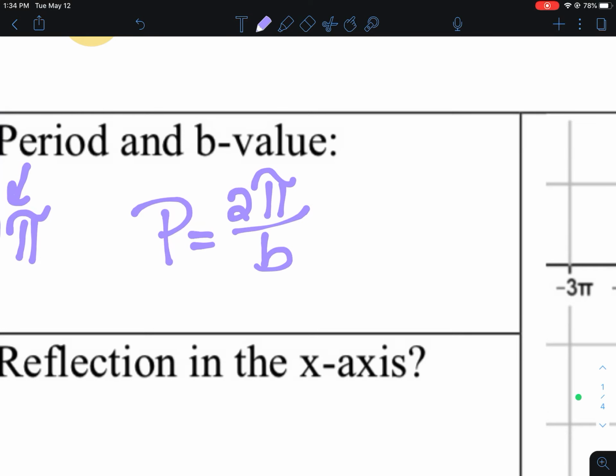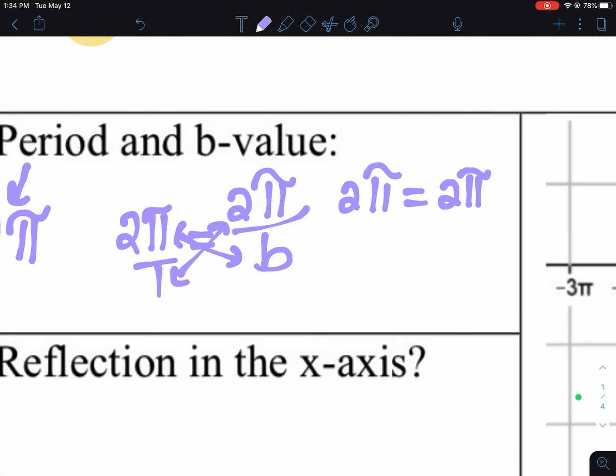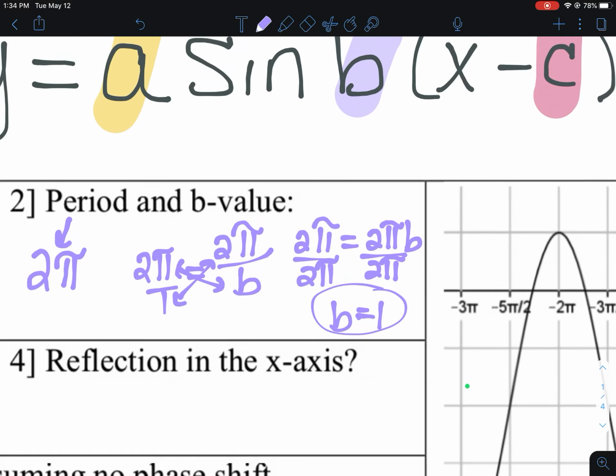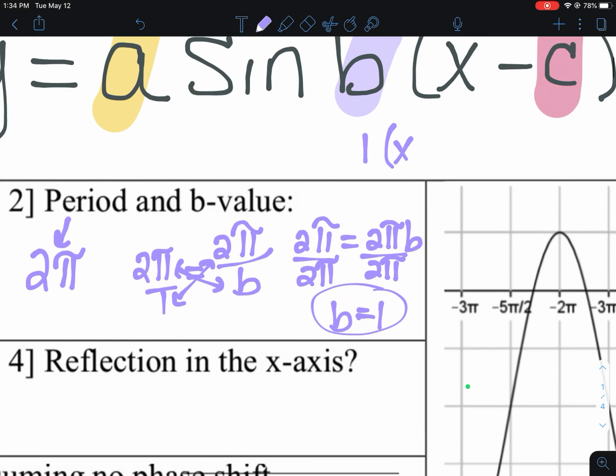Remember that your period is equal to 2 pi over b, because it's not actually the period that goes into your equation, it's the b value. So if we have a function where the period is something other than 2 pi, we might have to do a little detective work. In this case, our period is 2 pi, so if 2 pi is equal to 2 pi over b, well, I could cross multiply. I mean, it's kind of obvious to see, but 2 pi is equal to 2 pi b. To solve for b, divide by 2 pi, and b is equal to 1, right?